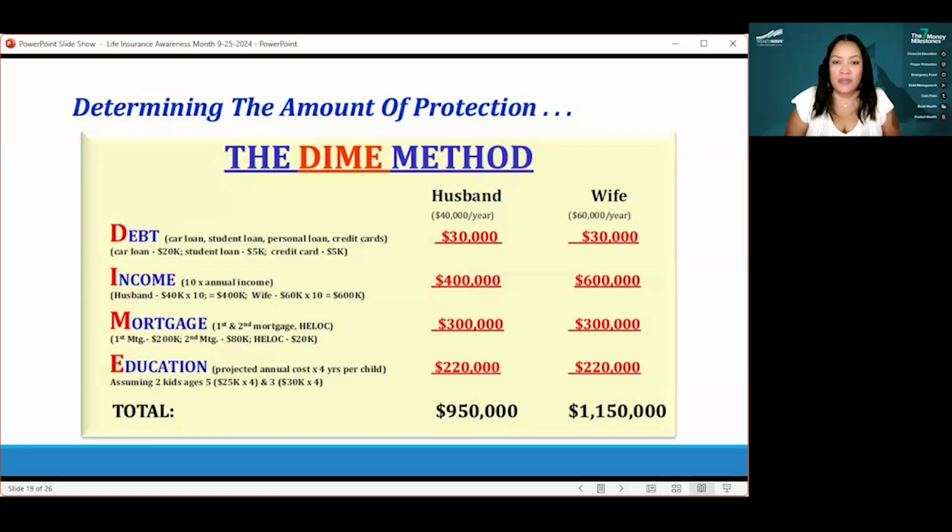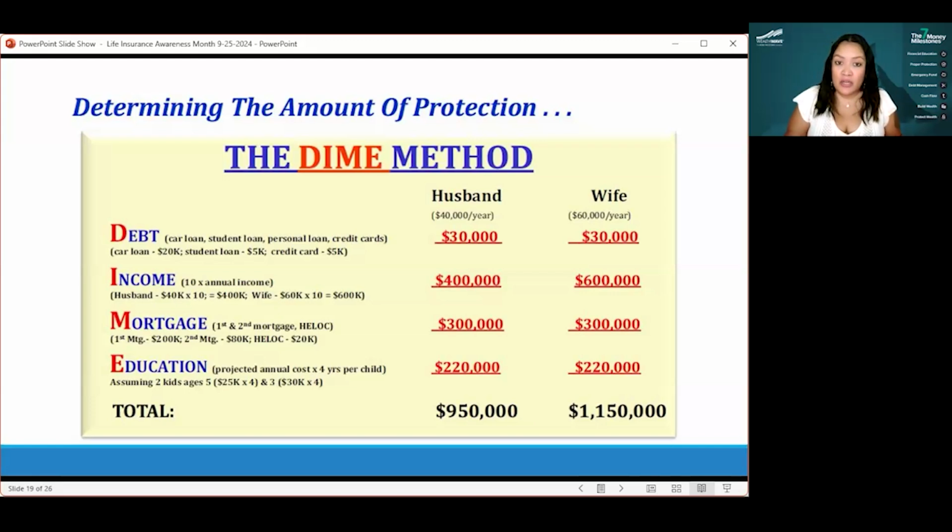Mr. and Mrs. Client, if something happened to you, would you like your debts to be paid off? You don't want your creditors coming after your family or your spouse or kids, do you? Student loan debt. You want to have that stuff taken care of, right? Yeah. Okay. Let's factor in how much debt you have. We have your income, the 10 times your annual income. Mr. and Mrs. Client, you have a mortgage. Maybe you have a home equity line of credit. Would you like those to be taken care of if you're no longer here? Wouldn't you want your home to be saved?